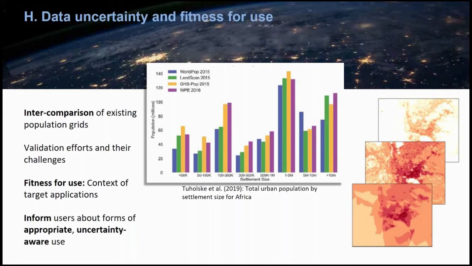However, the intercomparison strategy is a very effective one to at least understand how the data behave for different target applications and at different scales, for different regions, for local applications, etc. A very effective approach to evaluate the data a little bit more in depth is the so-called concept of fitness for use. Here we are trying to use the context of target applications to better understand what the data are used for. Is it an appropriate use? Should the user be careful about it? We basically want to inform the user about forms of appropriate, uncertainty-aware use.